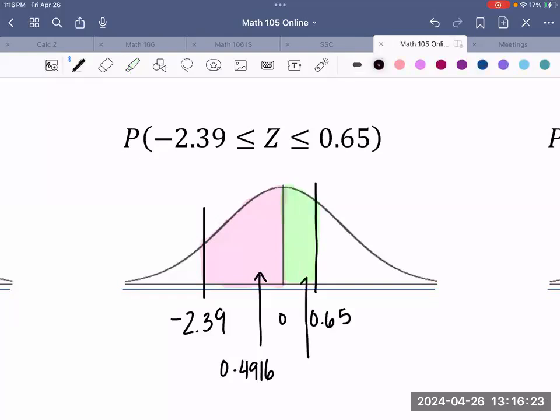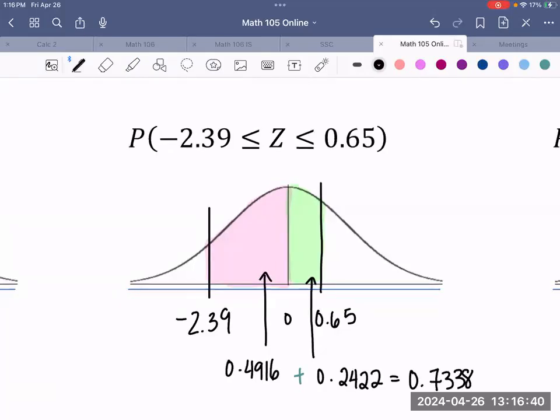This one being 0.2422. Again, we can add them together because they are on opposite sides of the mean. Okay.